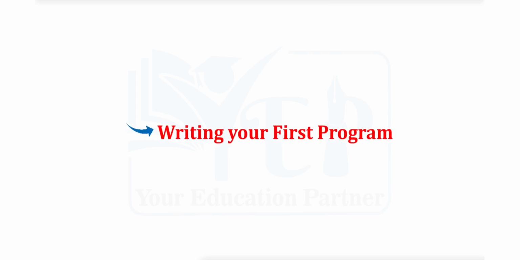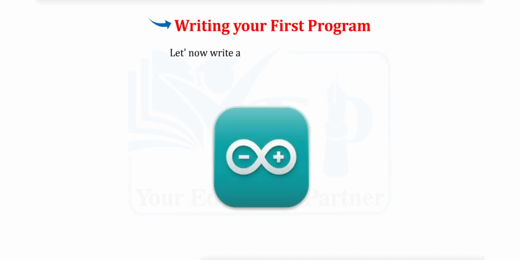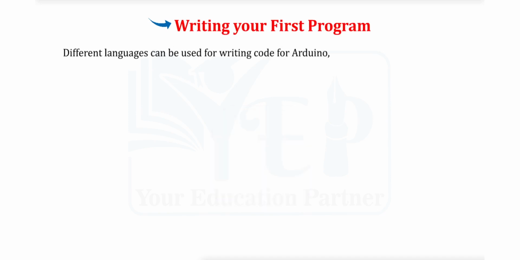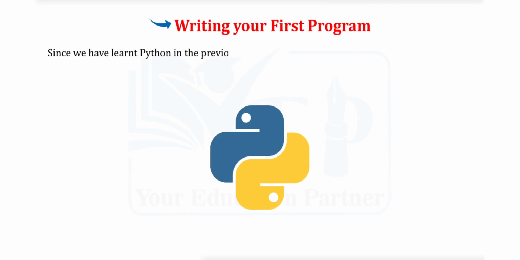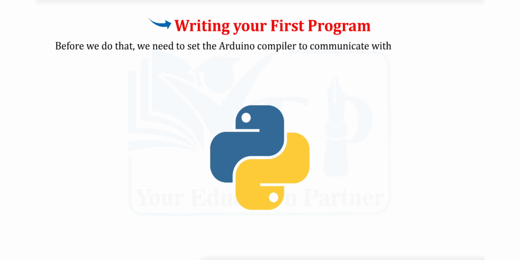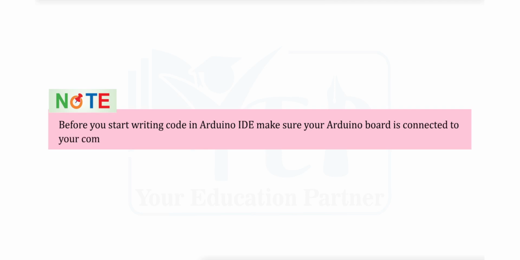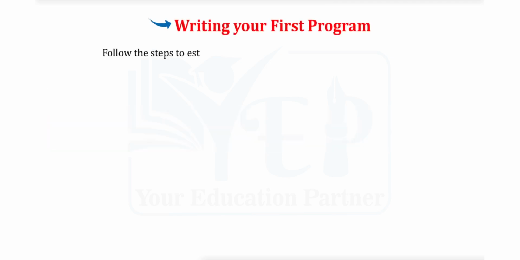Let us understand how to write your first program. Let's now write a code in the Arduino IDE. Different languages can be used for writing code for Arduino like Java, C, C++, and Python. Since we have learned Python in the previous chapters, we will therefore write our code in Python. Before we do that, we need to set the Arduino compiler to communicate with Python and also need to download the Python library. Let's note, before you start writing code in Arduino IDE, make sure your Arduino board is connected to your computer.